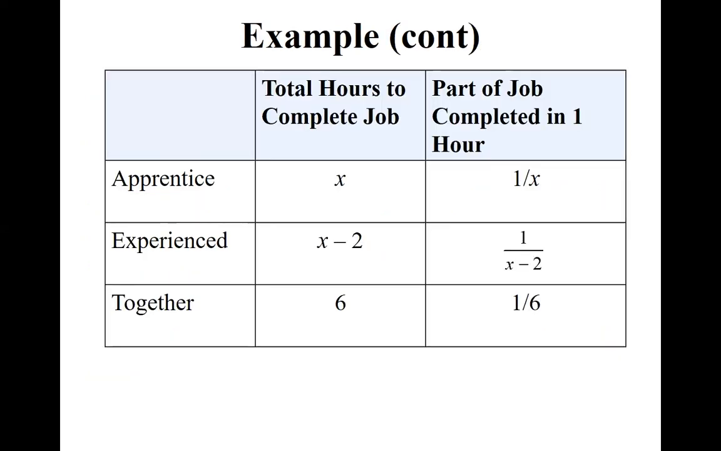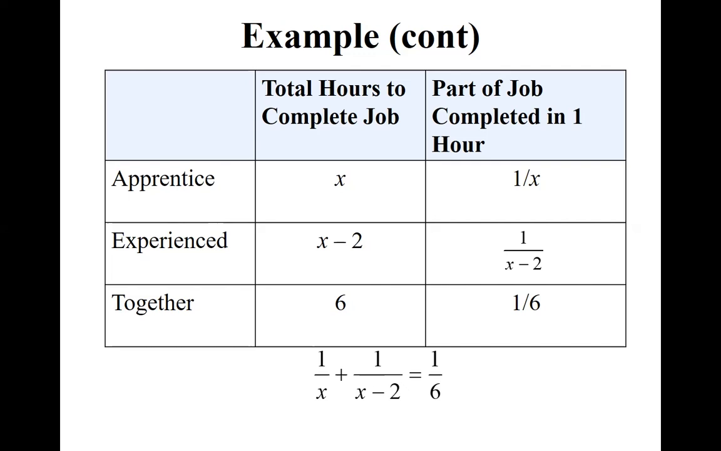Remember the setup for a work problem. Part of job completed in 1 hour is what we're interested in. So if it's x hours total, that's 1/x in 1 hour. If it's x minus 2 hours total, that's 1/(x minus 2) in 1 hour. And if it's 6 total hours for them to do it together, then in 1 hour, they get 1/6 of the job done. Part plus part equals whole. 1 over x plus 1 over x minus 2 equals 1/6.